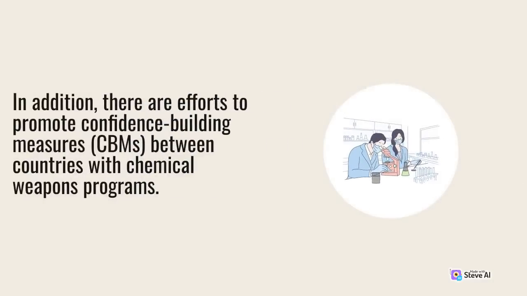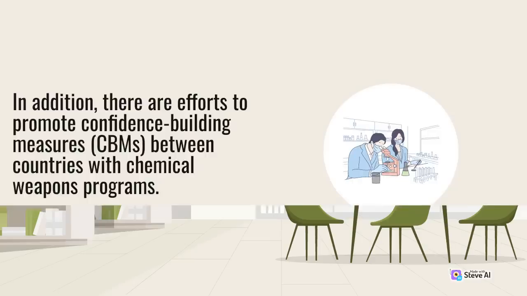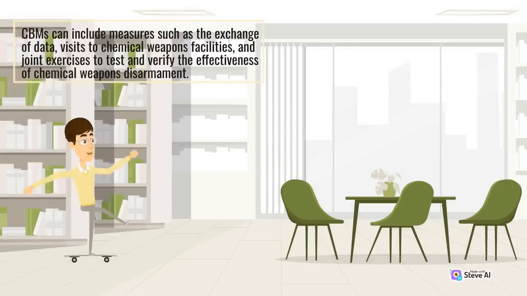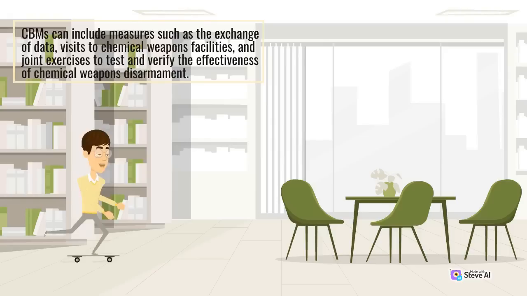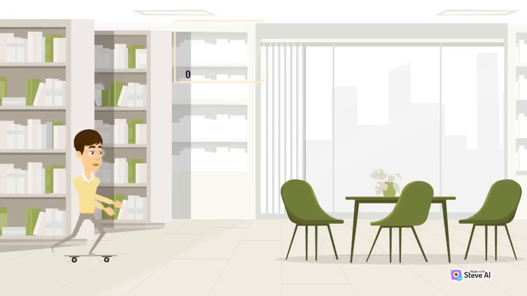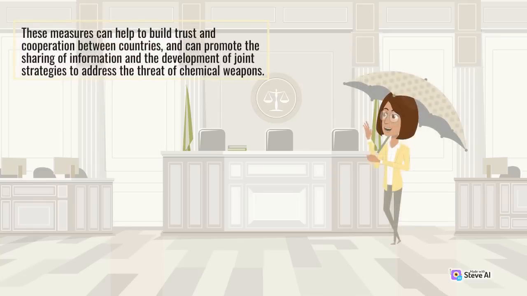In addition, there are efforts to promote confidence-building measures, CBMs, between countries with chemical weapons programs. CBMs can include measures such as the exchange of data, visits to chemical weapons facilities, and joint exercises to test and verify the effectiveness of chemical weapons disarmament. These measures can help to build trust and cooperation between countries, and can promote the sharing of information and the development of joint strategies to address the threat of chemical weapons.